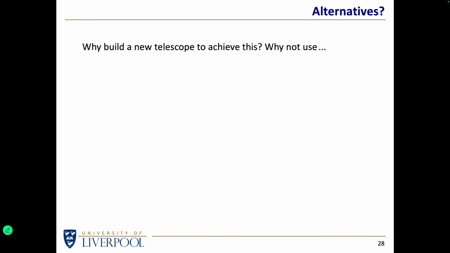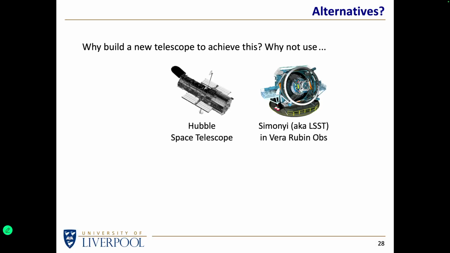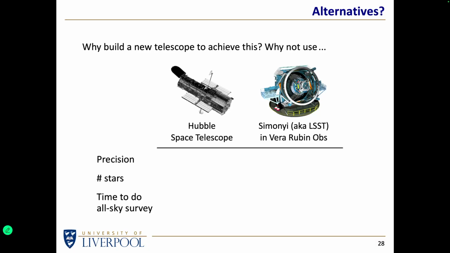Okay, that's what we want to do. You could ask, well, can't we do that with any other telescope? Why build a new telescope to do this? Why not use some of the fantastic telescopes that were already around? Why not use, for instance, the Hubble telescope, which has been around since the 1990s? Or more recently, we've had the Chamonix telescope, otherwise known as the Large Synoptic Survey telescope, which is sitting in the Vera Rubin Observatory. Can't we use these fantastic telescopes to do the job that Gaia was doing?